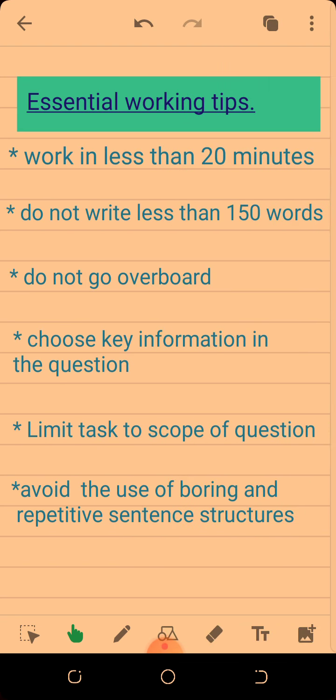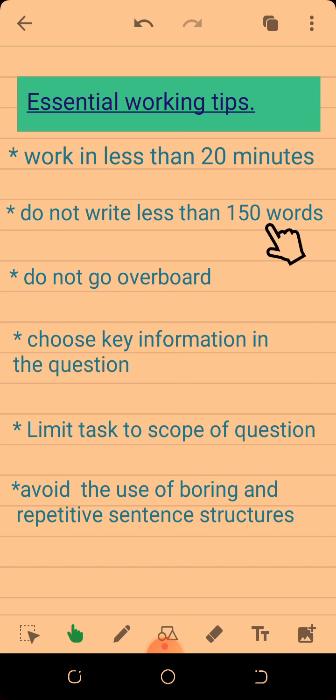So, what are the essential working tips that I have for you? Make sure that you work in less than 20 minutes. You remember that task 2, you will be required to spend 40 minutes. You don't want to spend more than 20 minutes, so that you will be able to finish up in good time and also check your work.